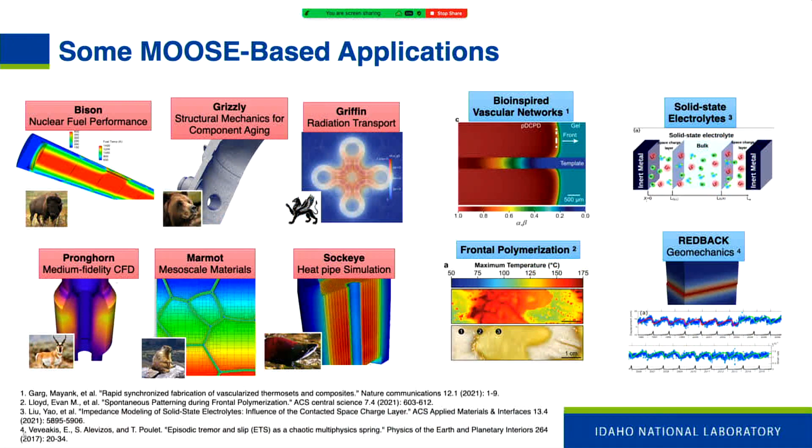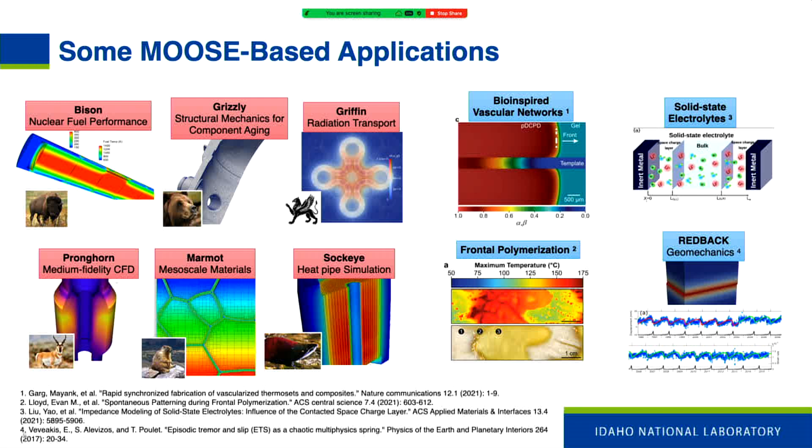To give you an idea of some of the things we can do with MOOS, this is just a sample of MOOS-based applications. The ones on the left are primarily INL-developed, nuclear-related applications. As you can see, we like animals from the Northwest US: bison, grizzly, pronghorn, marmot, sockeye. You have to have some naming scheme, right? But you can see they simulate different parts of a nuclear reactor: nuclear fuel, the pressure vessel, material evolution, CFD, heat pipes, and the neutron transport itself in Griffin.